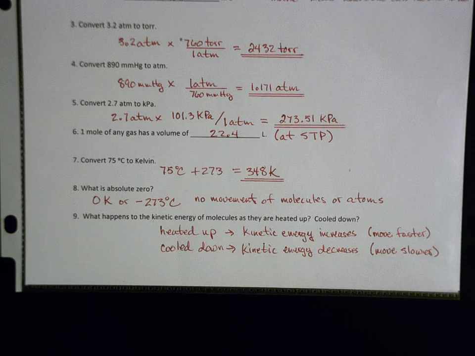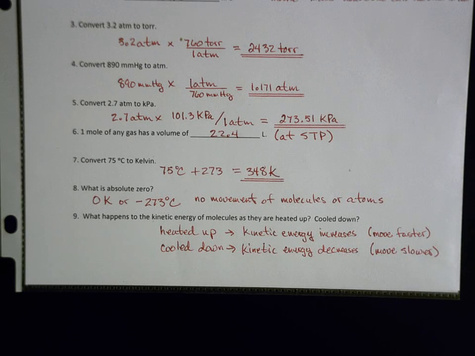Then we have a couple of conversions. 3.2 atmospheres into torr. 760 torr goes on top. The 1 atmosphere goes on the bottom so that the atmospheres get canceled out. We end up with 2432 torr. So that's basically a multiply.